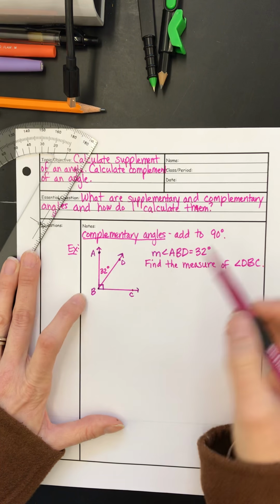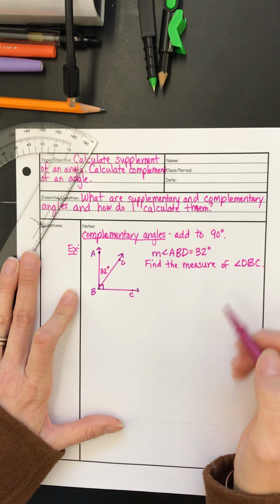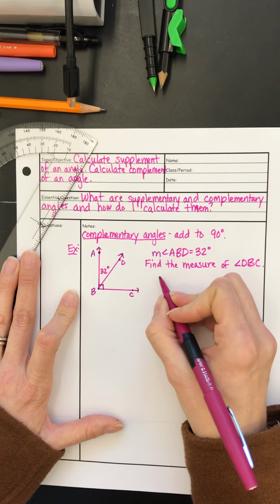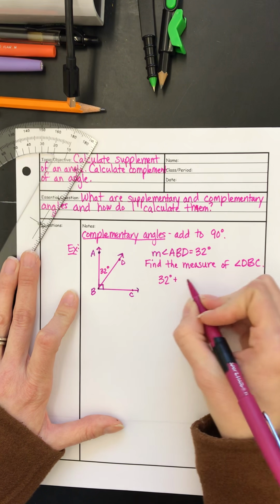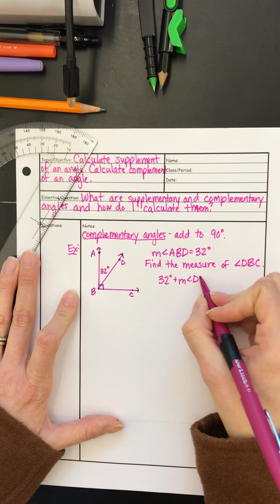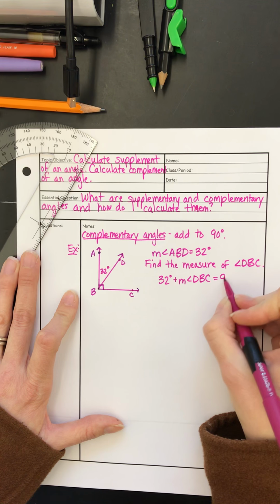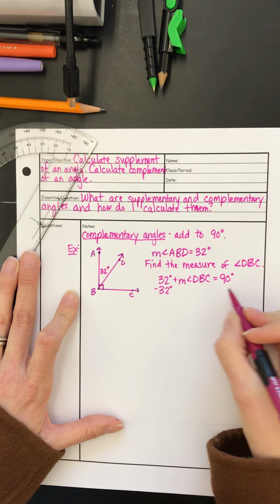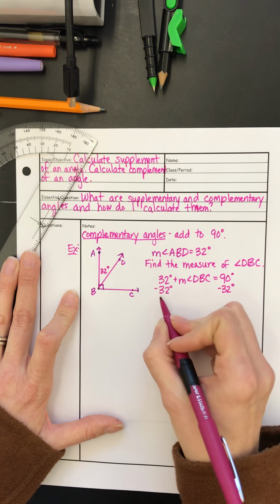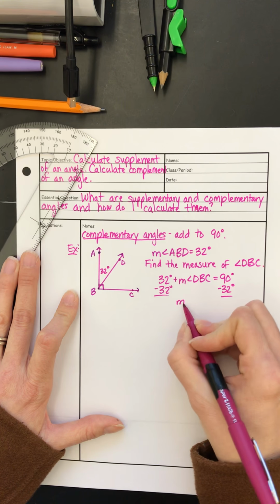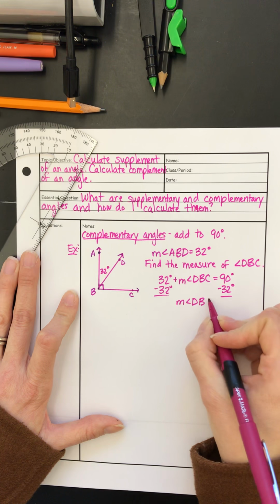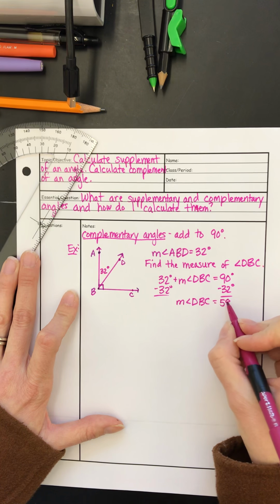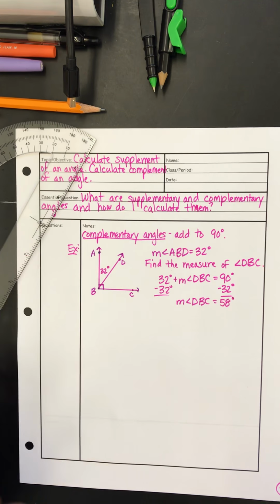Well, we know that these two angles together are 90 degrees. So we have 32 degrees plus the measure of angle DBC is equal to 90 degrees. To find this, we are just going to solve for that angle, and we get that the measure of angle DBC is equal to 58 degrees.